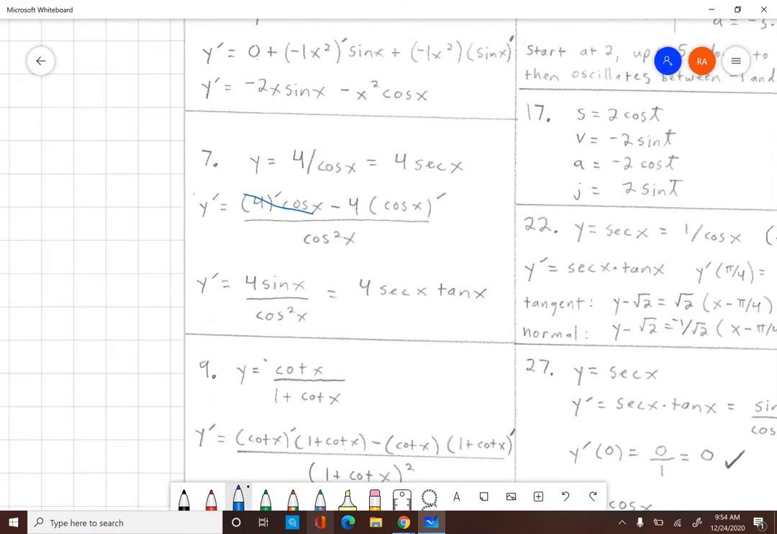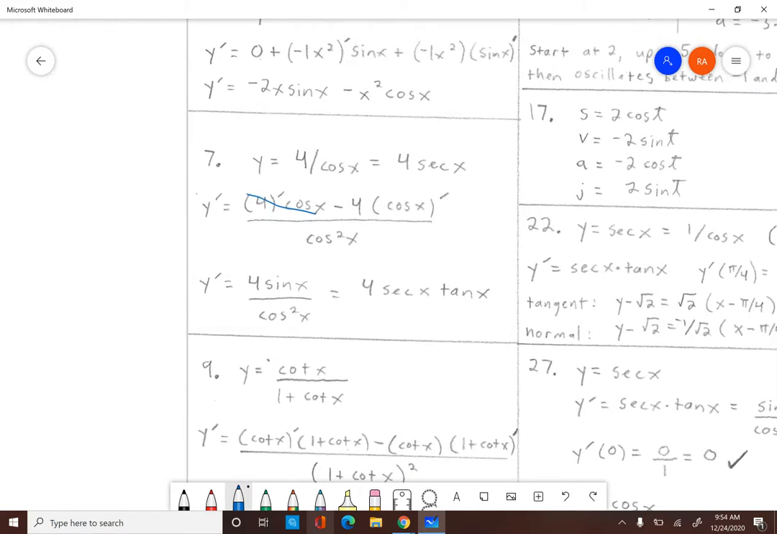And then if you're like, well, how is that the same? Well, what you can do is you can write this as a 4, and then you can write this as 1 over cosine of x times sine of x over cosine of x. And if you notice again, 4 times 1 times sine is going to be 4 sine of x, and then cosine times cosine is cosine squared. And writing in this form, you can see this is going to be 4 times secant of x times tangent of x. And you'll get the same thing. So any of these forms are fine for your final derivative.